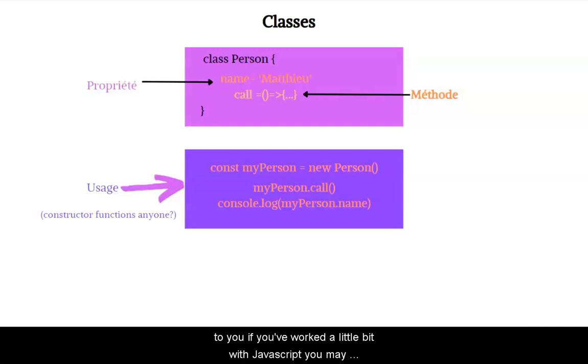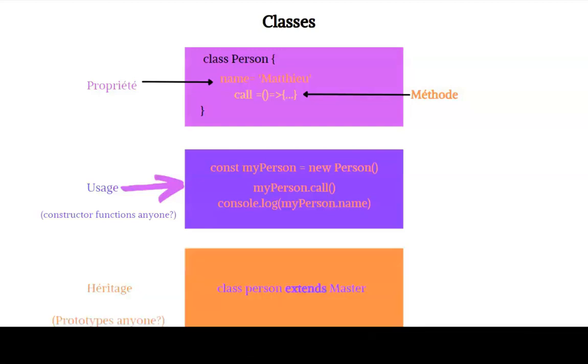And this may sound familiar to you if you worked a little bit with JavaScript. You may notice constructor functions. So classes are kind of a more convenient way to create constructor functions in order to create JavaScript objects with classes in plain form. Classes also support inheritance. This means that you have another class that you inherit from by taking all its properties and methods and potentially adding new ones. This might also sound familiar to you since you might be noticing prototypes.